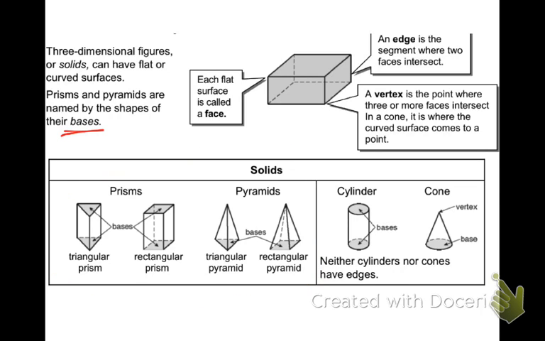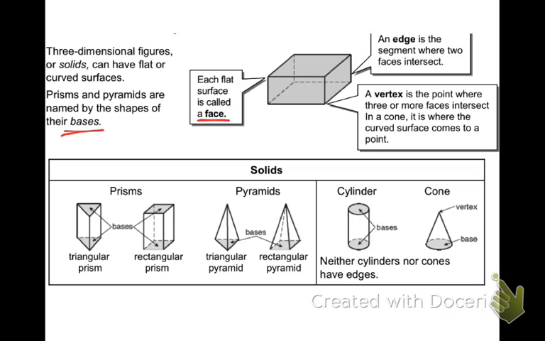Each flat surface is called a face. So every flat surface there is called a face. An edge is the segment where two faces intersect. Okay, so like that line right there, that is an edge. And then a vertex is the point where 3 or more faces intersect. In a cone, it is where the curved surface comes to a point. So notice right here, that is the vertex of the cone. It's the tip of the cone.